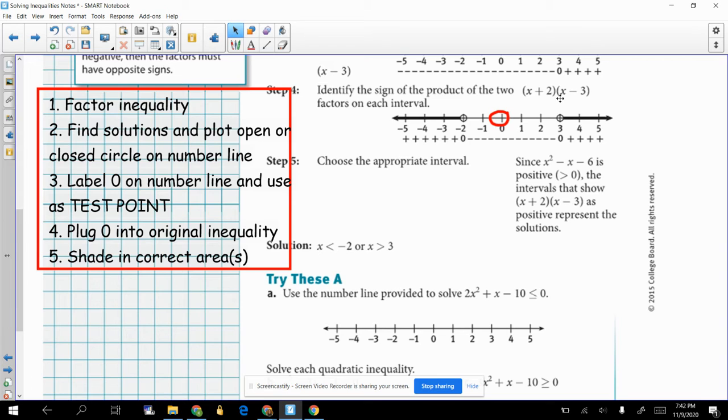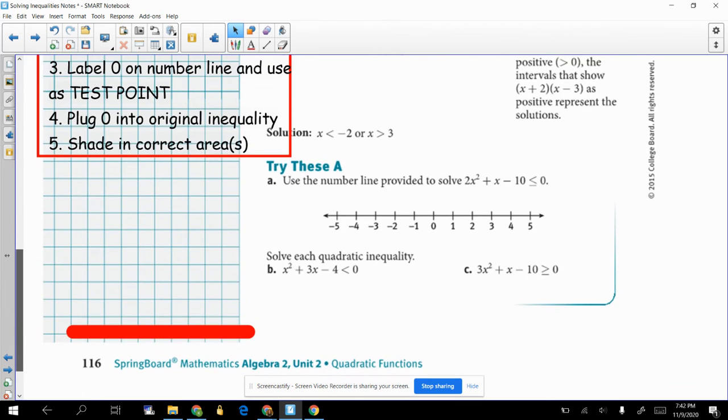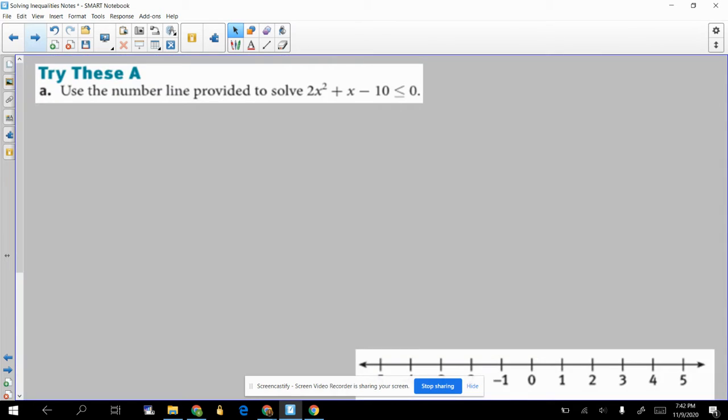Okay, so let's go ahead and try one. I don't have a whole lot of room here, so I'm going to move to the next page and do these, but these are on page 116, and you guys can do those there. Okay, so part A says use the number line provided to solve 2x squared plus x minus 10. So let's get started, and remember our factoring skills.